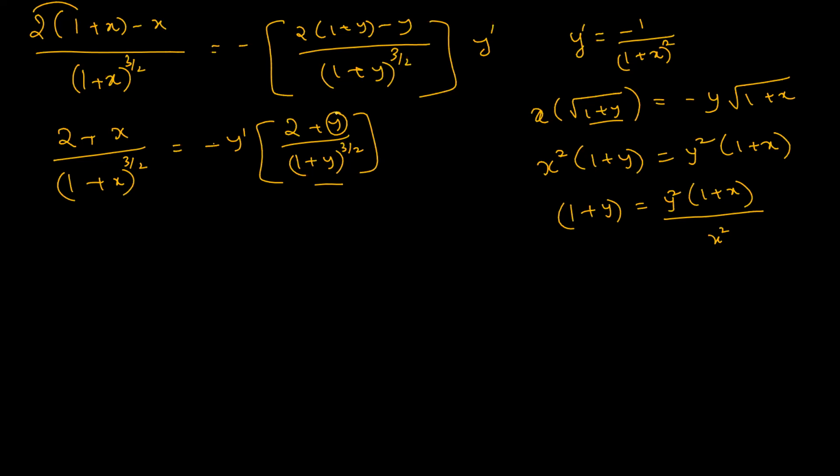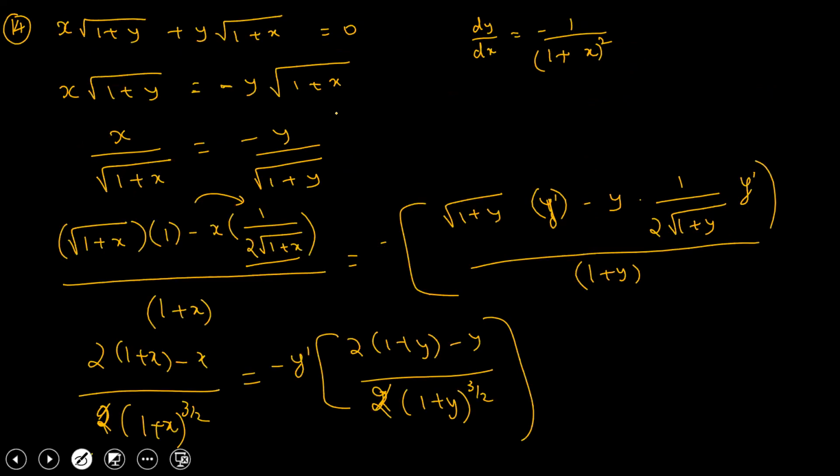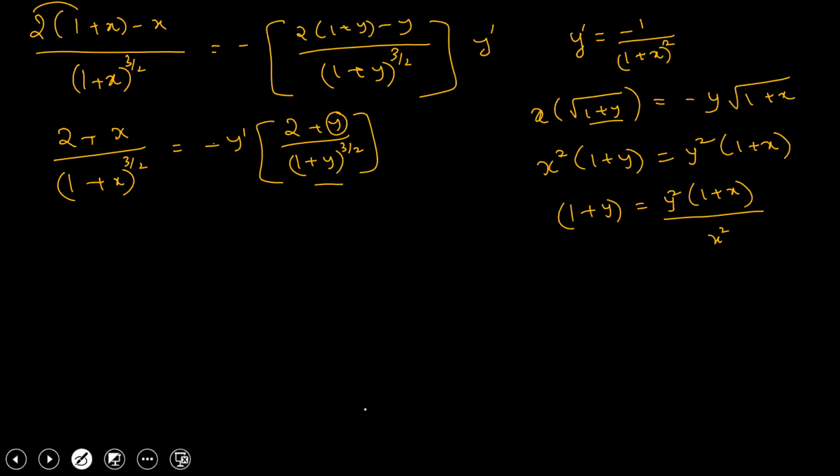Right. But there should not be only one method to solve the problem. There should be more than one. So x divided by root of 1 plus x. So root of 1 plus x into 1 minus x into 1 by 2 root of 1 plus x. Correct only. Nothing wrong. So this 2 and this 2 are gone. No, not working, no? So 2 plus 2x minus x. So 2 plus x by 1 plus x the whole power 3 by 2 minus y dash into 2 plus y by 1 plus y the whole power 3 by 2.